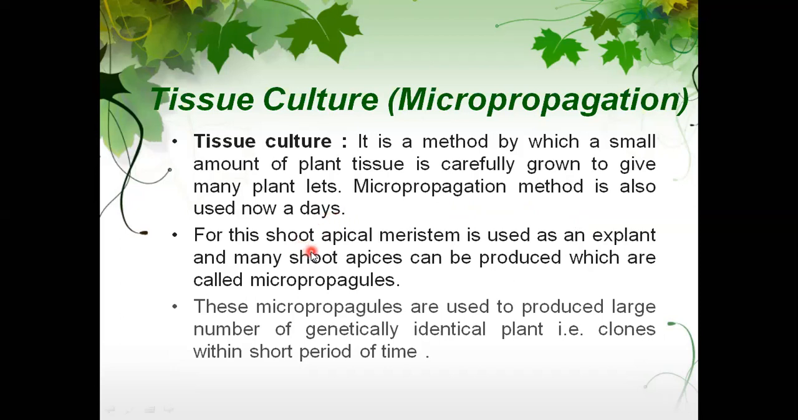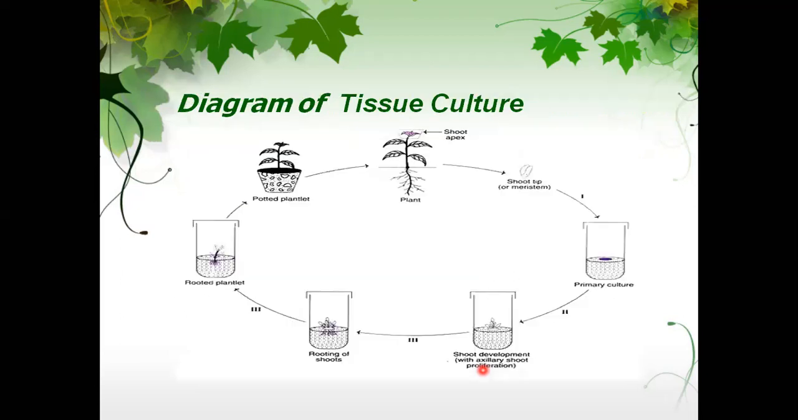For this method, we require a shoot apical meristem as an explant or mother plant, and many shoot apices can be produced, which are called micropropagules. These micropropagules are used to produce a large number of genetically identical plants, that is clones, within a short period of time. It means in less time we have a great advantage by using the tissue culture method. See the diagram of tissue culture.